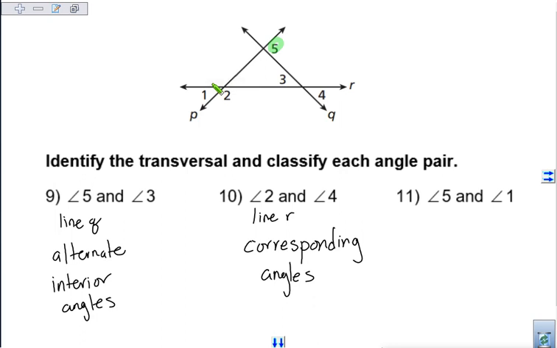And then next up, we're looking at angle 5 and angle 1. Angle 5 and angle 1 are both on line P, which makes line P our transversal. And angles 1 and 5 are on different sides of our transversal, which makes them alternate. And they are on the outside of the lines that are being intersected, which makes them exterior angles.